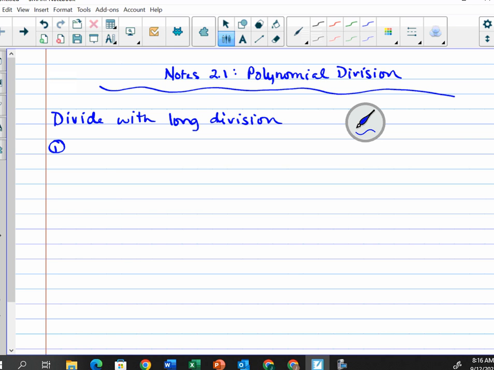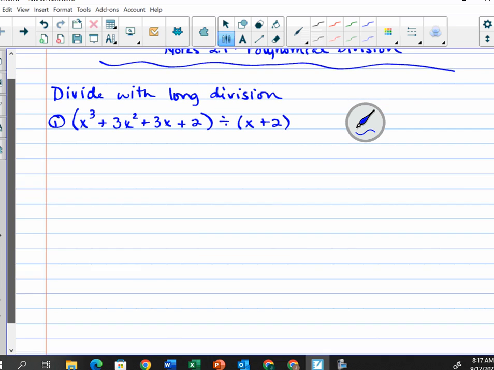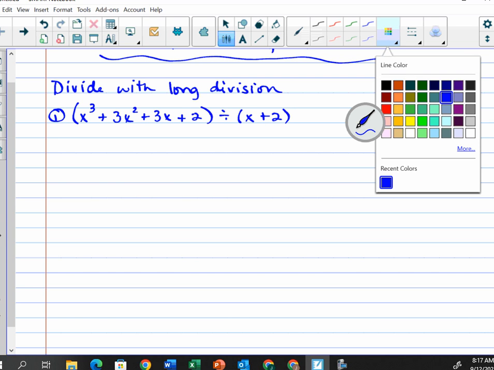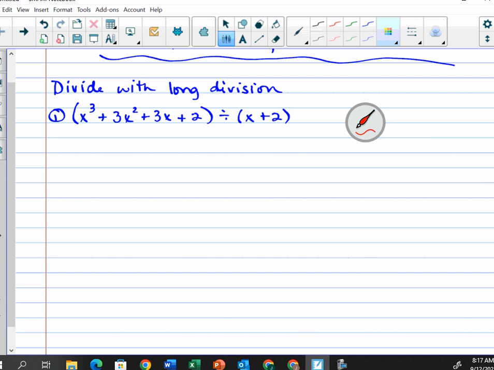Let's say we have x cubed plus 3x squared plus 3x plus 2 divided by x plus 2. Now, technically, this is one you could divide with synthetic division, but we're going to just practice our long division with a simpler one to make sure you guys remember how to do it.